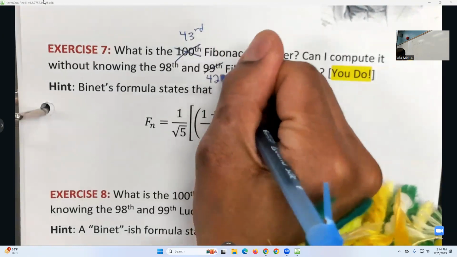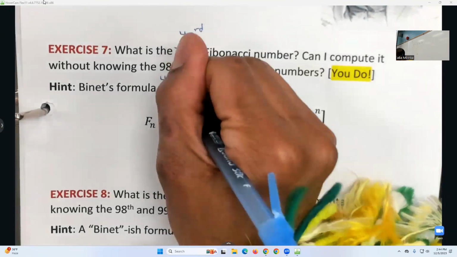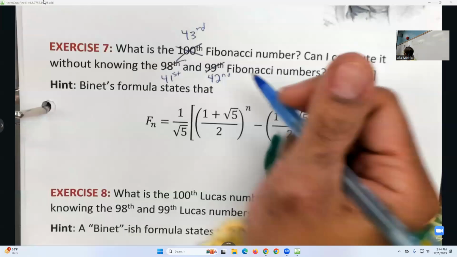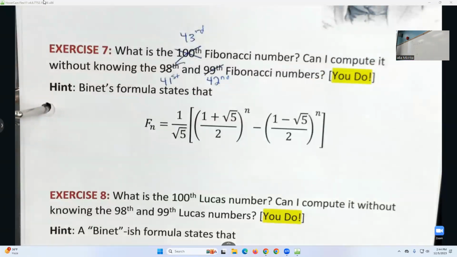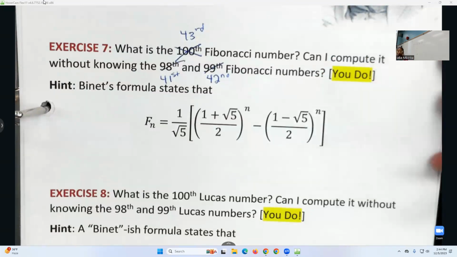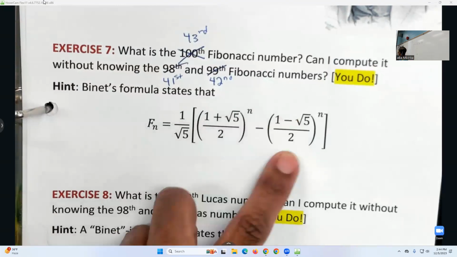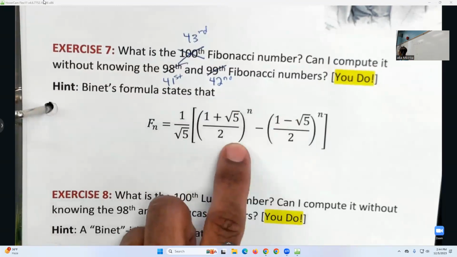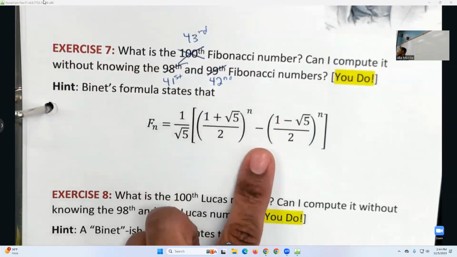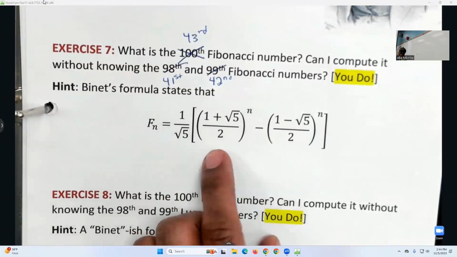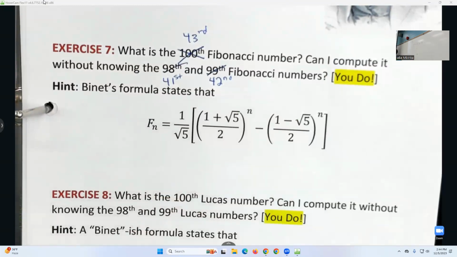Okay, 42nd and 41st. Can we figure out the 43rd Fibonacci number without knowing the previous two Fibonacci numbers? Well, yes, we can. We have a simple closed formula. Remember how the difference equations in the earlier part of chapter 11 were solved by star or star star, and we came up with some formulas? This one cannot be solved by star or star star. We can tell by just looking at this closed form.